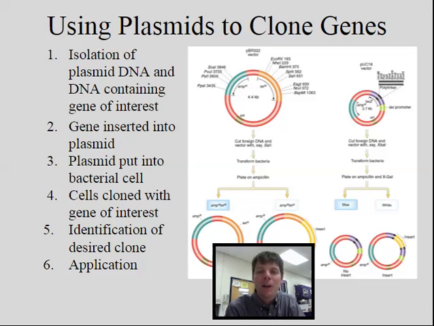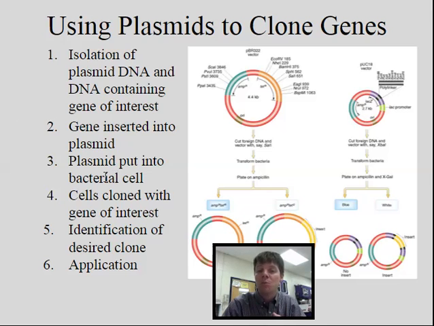Let's take a closer look at how plasmids would be used to clone genes. So what you need to do first is isolate a plasmid from bacterial cells, and isolate DNA which contains YFG, your favorite gene, the gene of interest. You're then going to cut them both with restriction enzymes, which allow you to recombine the DNA in new ways. So then you're going to produce a new plasmid, an artificial man-made plasmid, which has your favorite gene inserted into it.